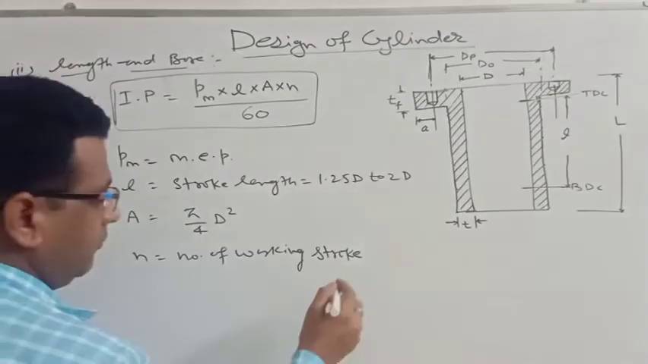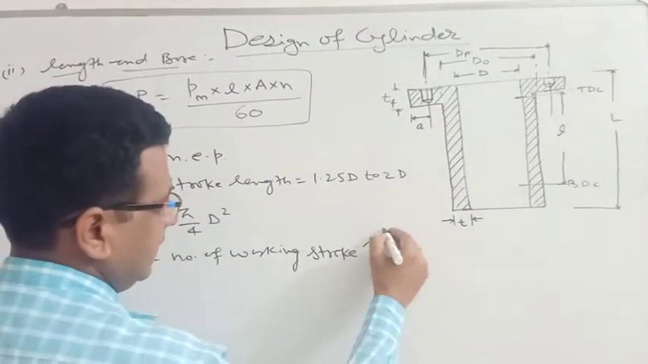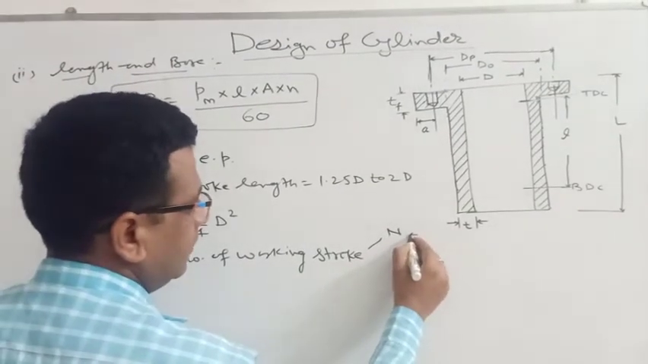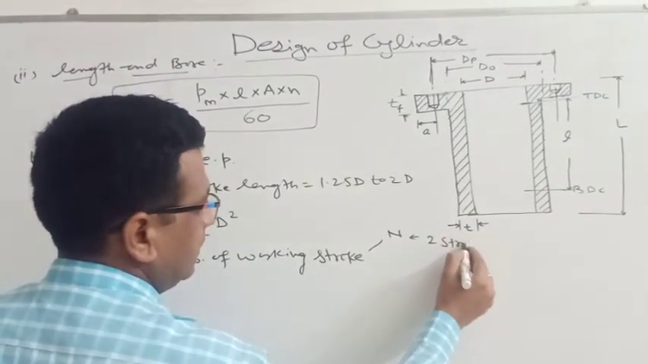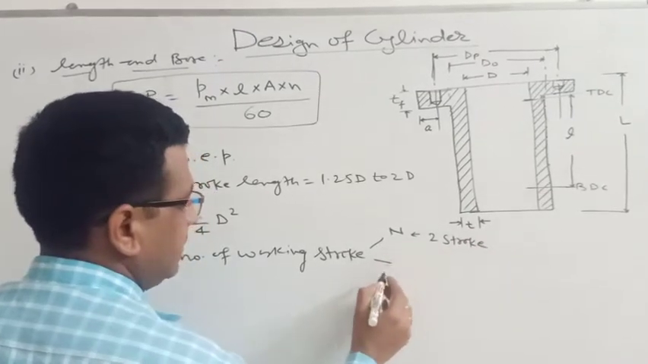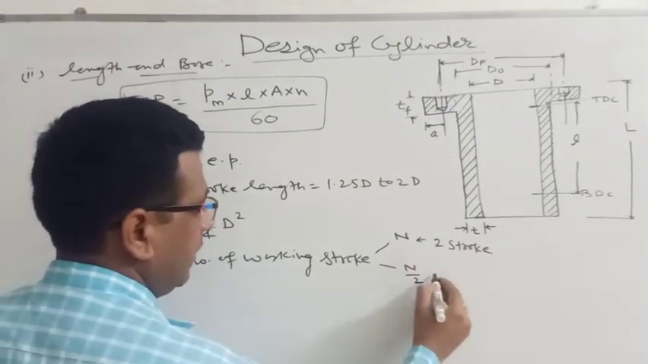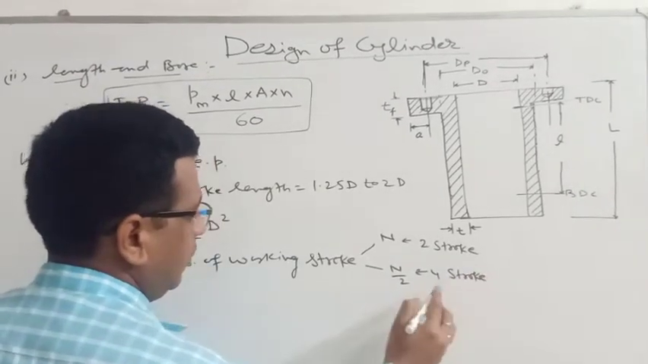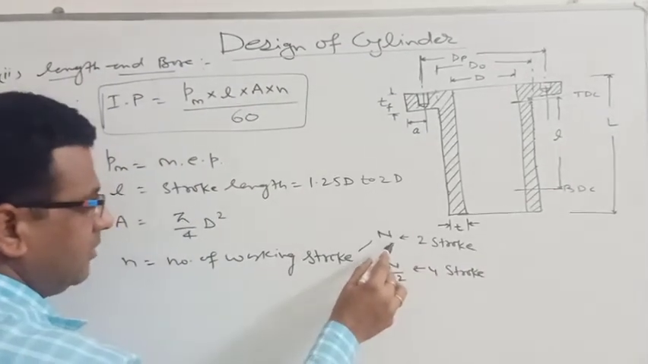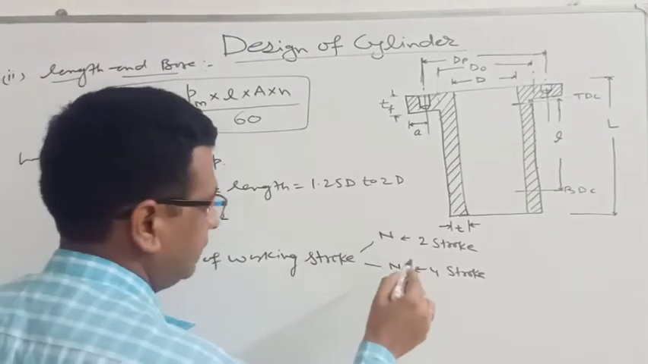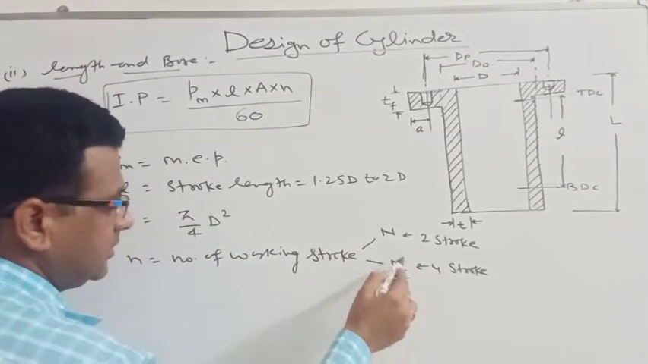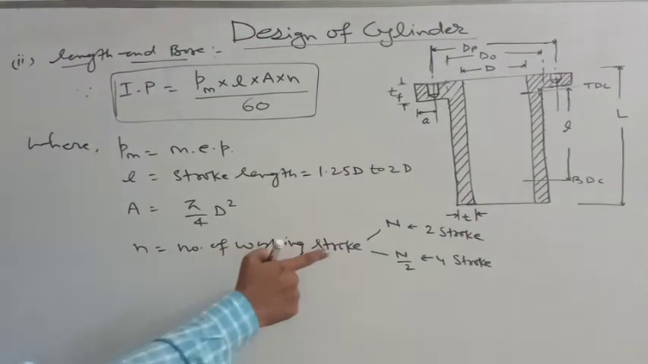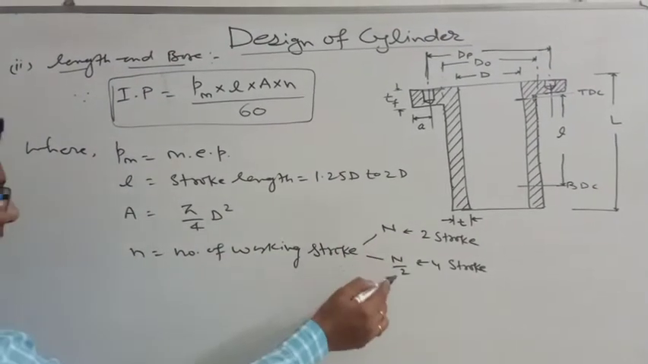and this number of working strokes is considered as follows: if N is the RPM, then it is N for a 2-stroke engine, and the number of working strokes should be N by 2 for a 4-stroke engine, because in a 2-stroke engine the power is developed in a single revolution of the crankshaft, but in the 4-stroke case there are 2 revolutions of the crankshaft. That's why the number of strokes is considered N and N by 2.